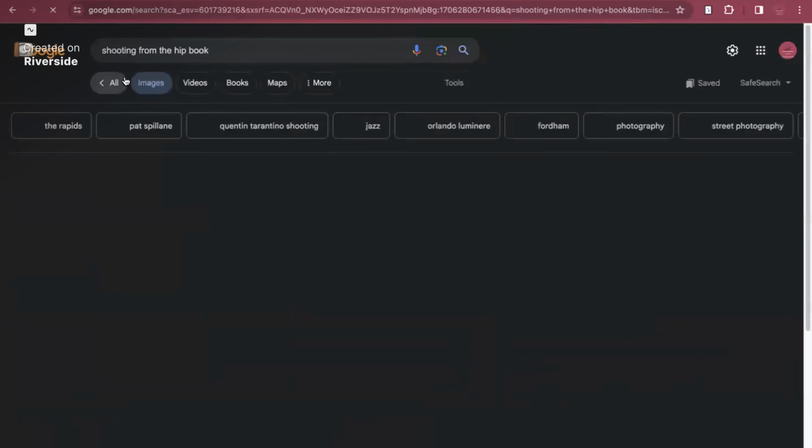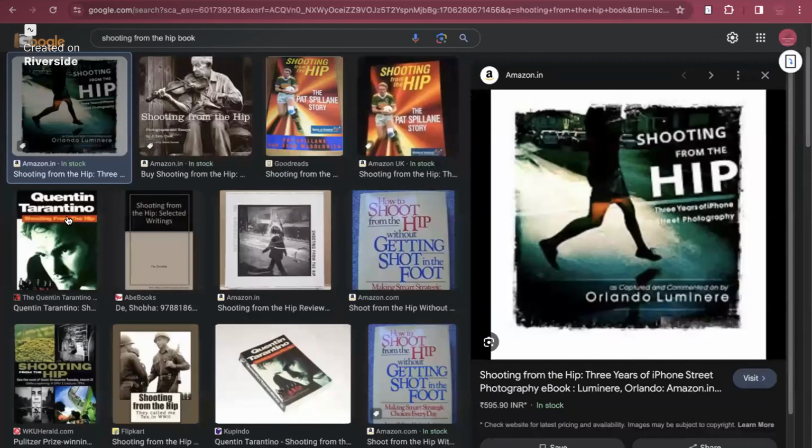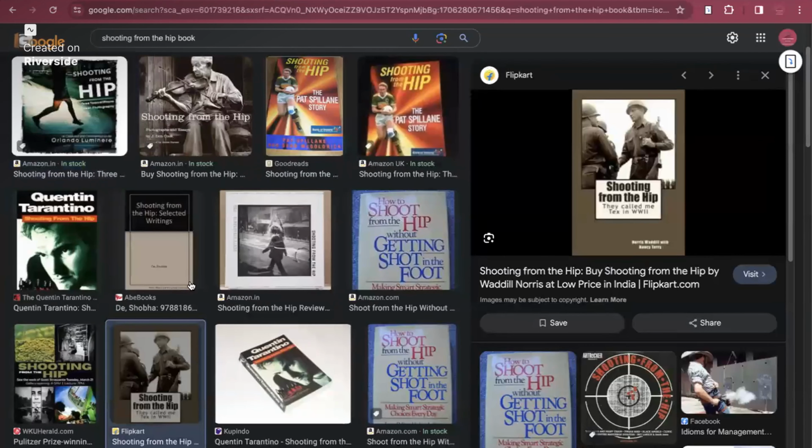This is also a book by some person. They Called Me Tex in World War II, Shooting from the Hip. If you are interested in reading books like this, the military type of book, do you read a few of them? I have also read a few of them.